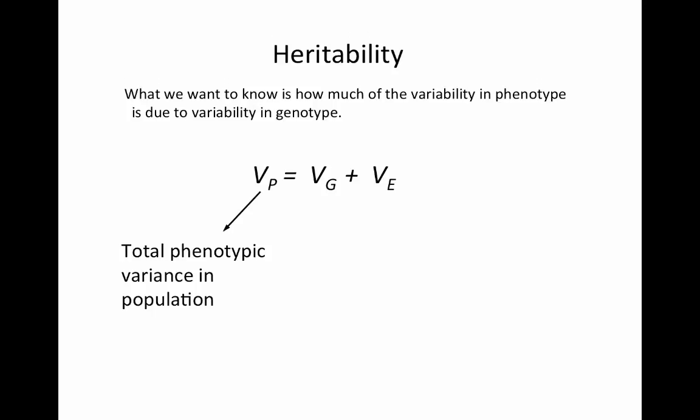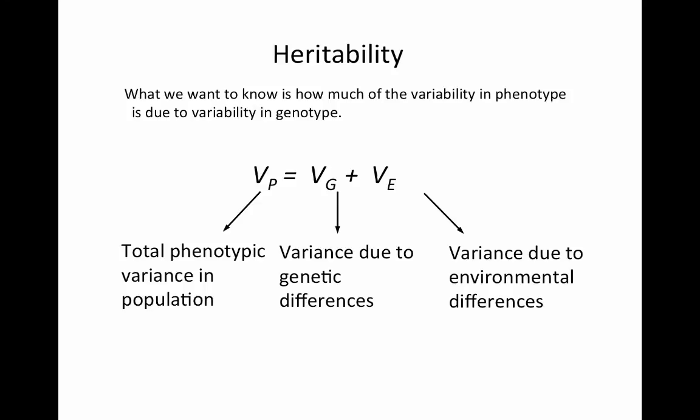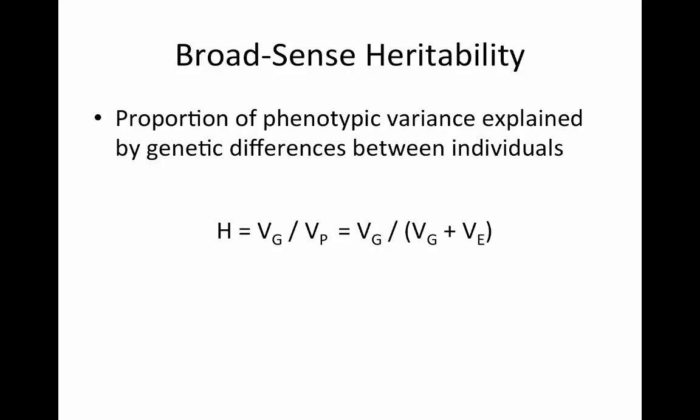VP is the total phenotypic variance in the population. This total phenotypic variance is due to two things: one is variance due to genetic differences, and the other is variance due to environmental differences. We don't know of any other causes for phenotypic variation. It's a combined effect of genes and environment. And this is what we know as broad sense heritability. What we want to know is the proportion of the phenotypic variance explained by genetic differences between individuals.